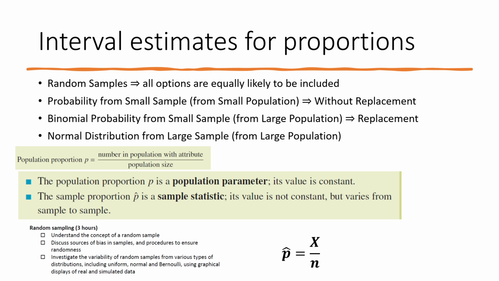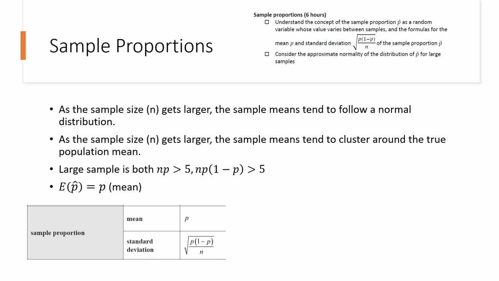The population proportion is P, it's just the number with that attribute over the size. Sample proportion is p hat, you can see the formula there, that's how we calculate it. And as I said, large samples are when np and nq are greater than 5. As the sample size gets larger, the sample proportion tends to follow a normal distribution, and it clusters around the true population proportion. That's why the expected value of p hat is the population proportion. I also put a standard deviation formula in there.